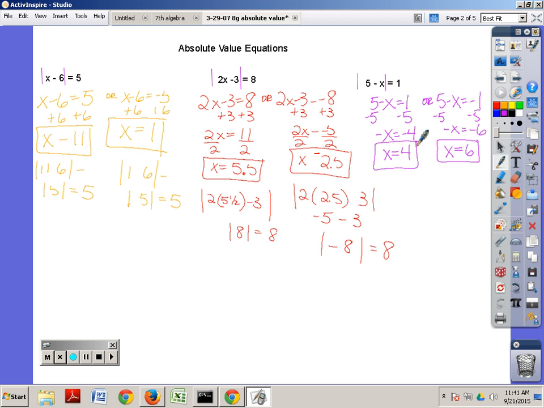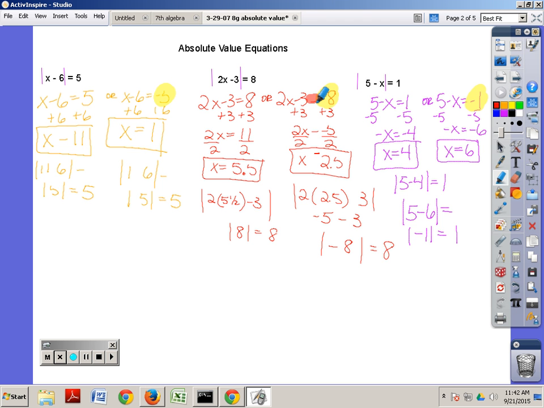And let's check both of those. 5 minus 4, absolute value is 1. 5 minus 6, absolute value of negative 1, which is 1. So they both worked. So make sure you have all of these copied down into your notes, and then let's highlight the negative, because that is always what students forget.